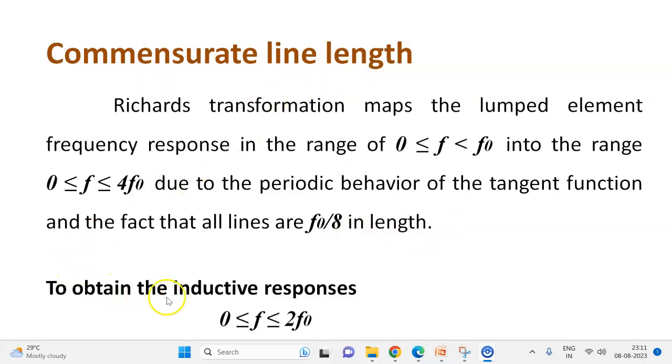To obtain the inductive responses, we need to restrict the domain to 0 less than or equal to F less than or equal to 2F0. Because of this periodic property, the frequency response of such a filter cannot be regarded as broadband.